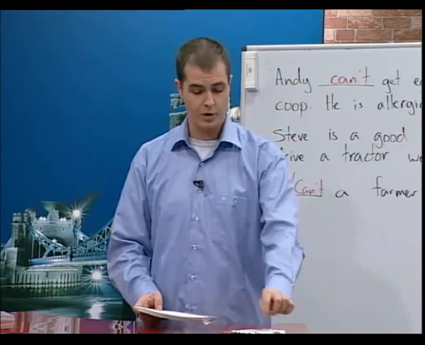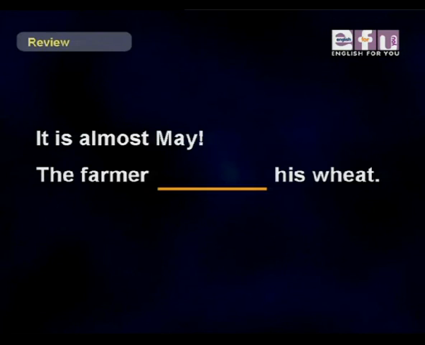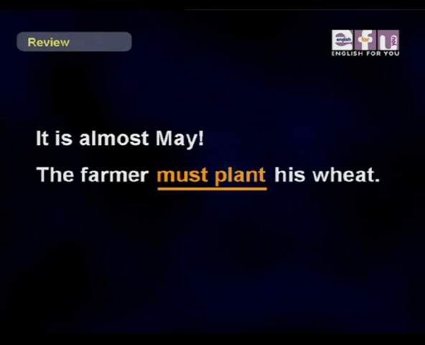Okay, it's time to do an exercise using have to or must. So, fill in the blanks with the appropriate verb of have to or must. Monica, you can go first. It is almost May. The farmer something his wheat. It's almost May. The farmer must plant his wheat. Good. Must plant. It's almost May. The farmer must plant his wheat.